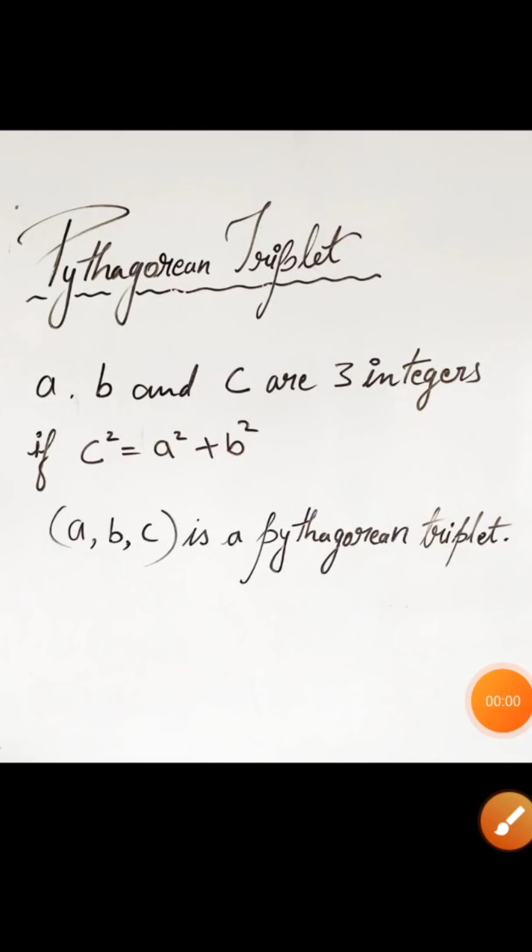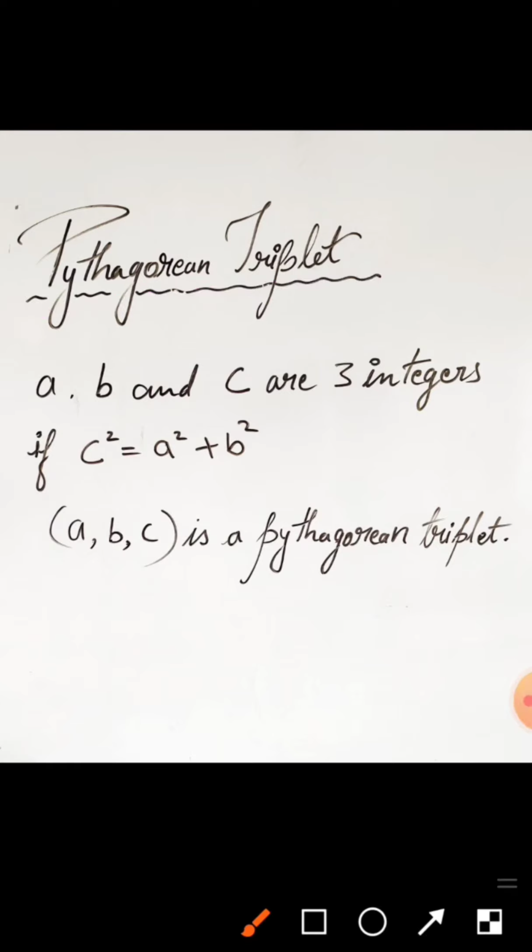And one more thing, we have observed that a square plus b square is 25, and c square is also 25. C is the hypotenuse here, so c square. Now the next topic is Pythagorean triplet. If a, b, c are three positive integers, these are called a Pythagorean triplet if c square is equal to a square plus b square. Then we can say that a, b, c is a Pythagorean triplet.